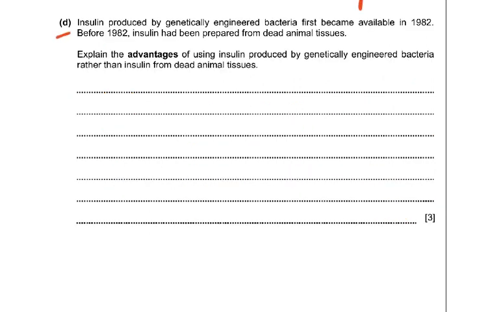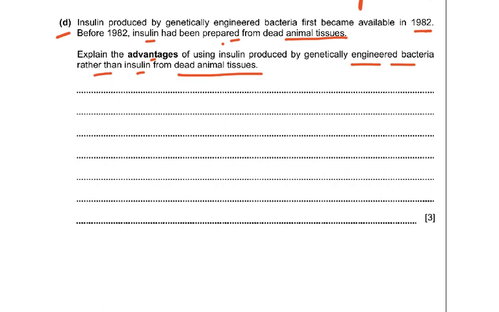Now, coming to part D of the question, insulin produced by genetically engineered bacteria first became available in 1982. Before 1982, insulin had been prepared from dead animal tissues, dead pancreas, animal slaughtered, and then the pancreas removed, and then the insulin extracted from that. Explain the advantages of using insulin produced by genetically engineered bacteria rather than insulin from dead animal tissue. So this question is checking why genetically engineered insulin came into being, that you actually use this insulin to treat diabetes.